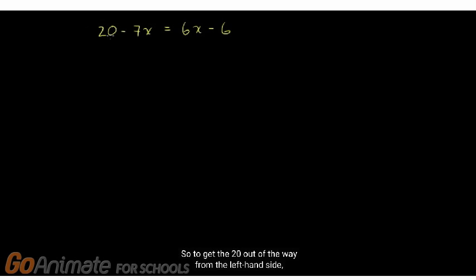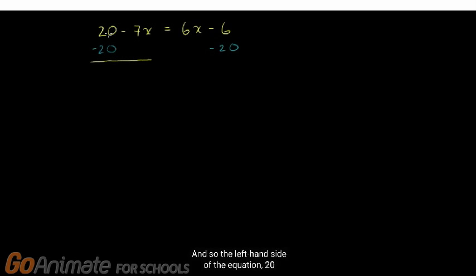So to get the 20 out of the way from the left-hand side, let's subtract it. But this is an equation. Anything you do to the left-hand side, you also have to do to the right-hand side. If that is equal to that, in order for them to still be equal, anything I do to the left-hand side, I have to do to the right-hand side. So I subtracted 20 from the left. Let me also subtract 20 from the right.